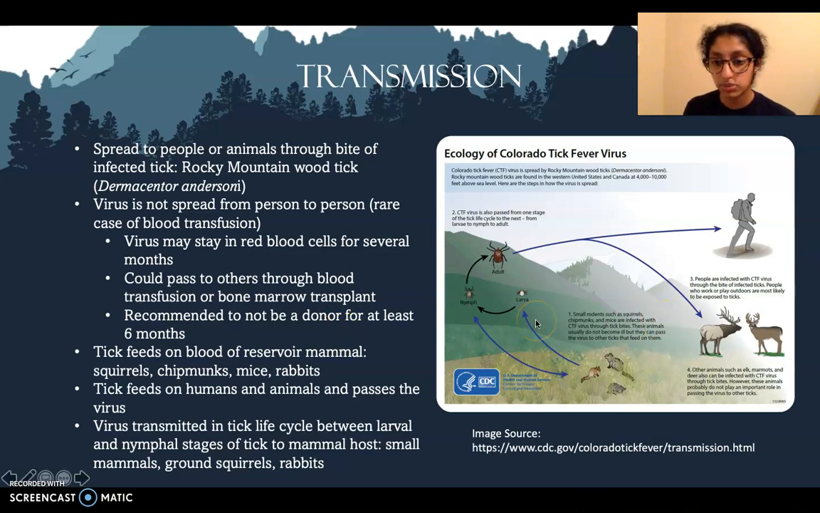So how does this actually spread? The reservoirs for this virus are small rodents, squirrels and chipmunks and mice, and larvae feed on this reservoir, develop into nymphs, then into adults. The infected adult tick feeds on either a human or other animals, like deer and elk, and these become infected because the tick bites down through the port of entry, the skin, and the saliva contains the virus, and it just enters your bloodstream.